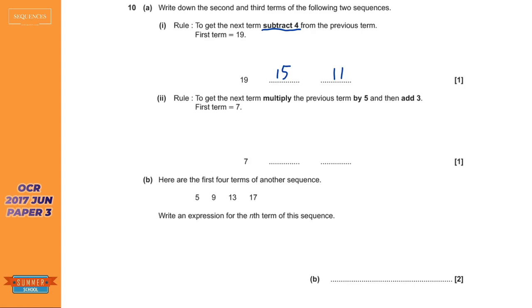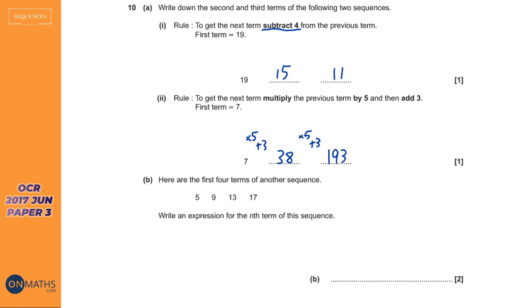Multiply the previous term by 5, then add 3. So we're going to times by 5 and add 3. So 7 times 5 is 35. 35 plus 3 is 38. And we're going to times 5, then add 3. So 38 times 5. Well, we have a calculator for this one, so type it into the calculator, and we then need to add 3. Be 193. So 38 times 5, 190, plus 3, 193.